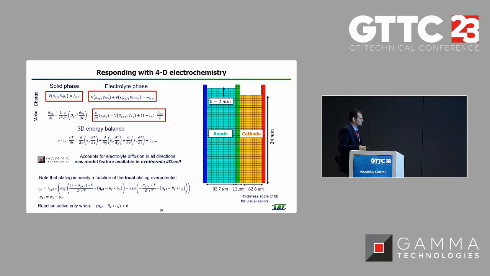Furthermore, we would like to track the amount of lithium that is plated, so we have enabled the plating model, which is described by a modified Butler-Volmer equation, which means that the reaction is active only when the local plating overpotential becomes negative. So it is preferable also to have the capability to predict the local plating overpotential in all the 3 dimensions.